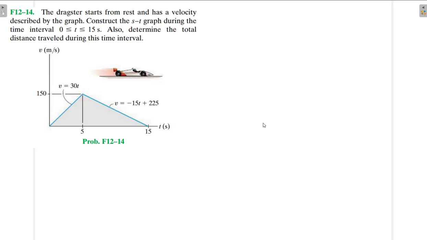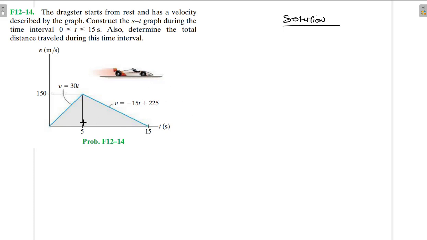We're going to be solving this engineering mechanics problem, and it reads that the dragster starts from rest and has the velocity described by the graph. Construct the position-time graph during the time interval 0 to 15 seconds, and also determine the total distance traveled during the time interval. Right, solution.